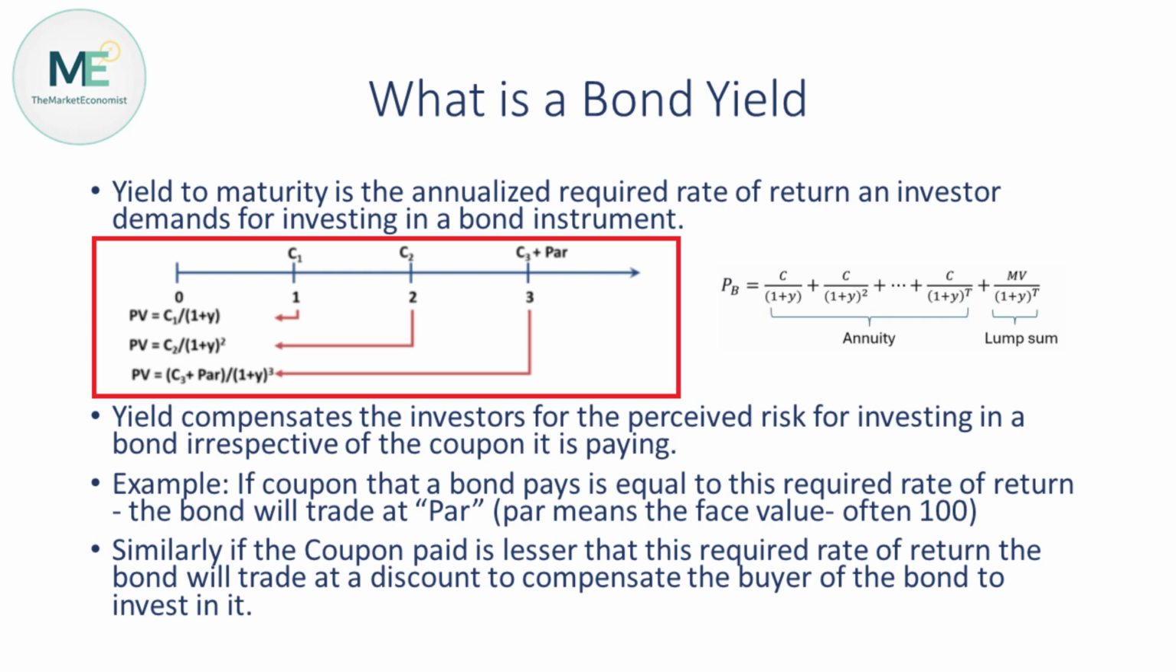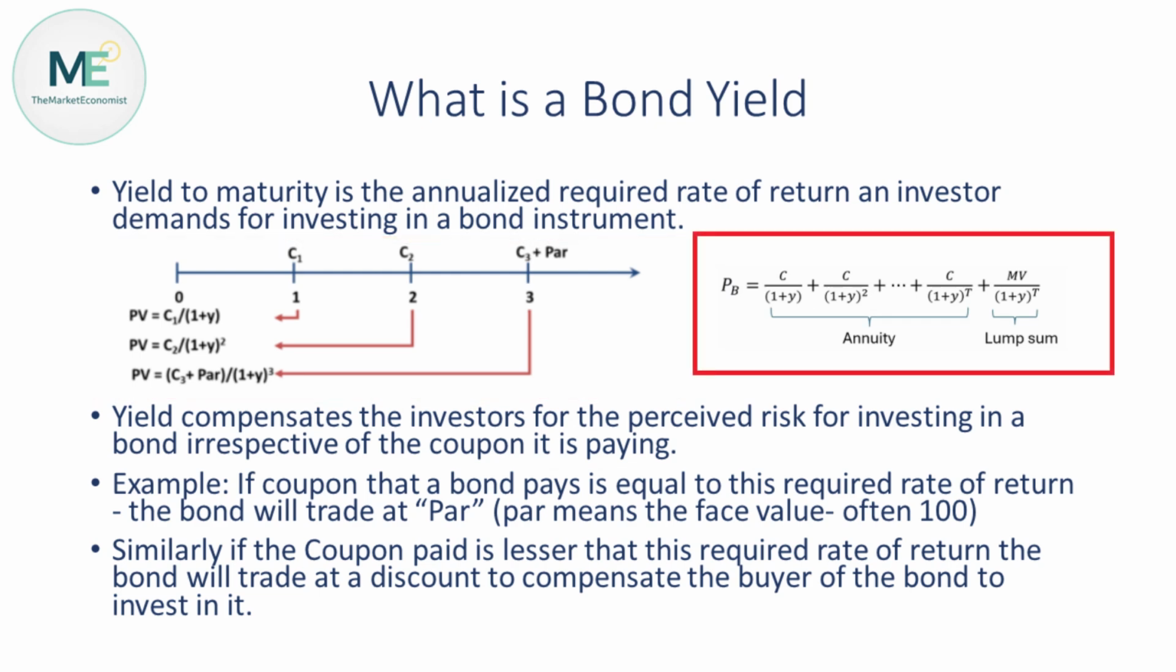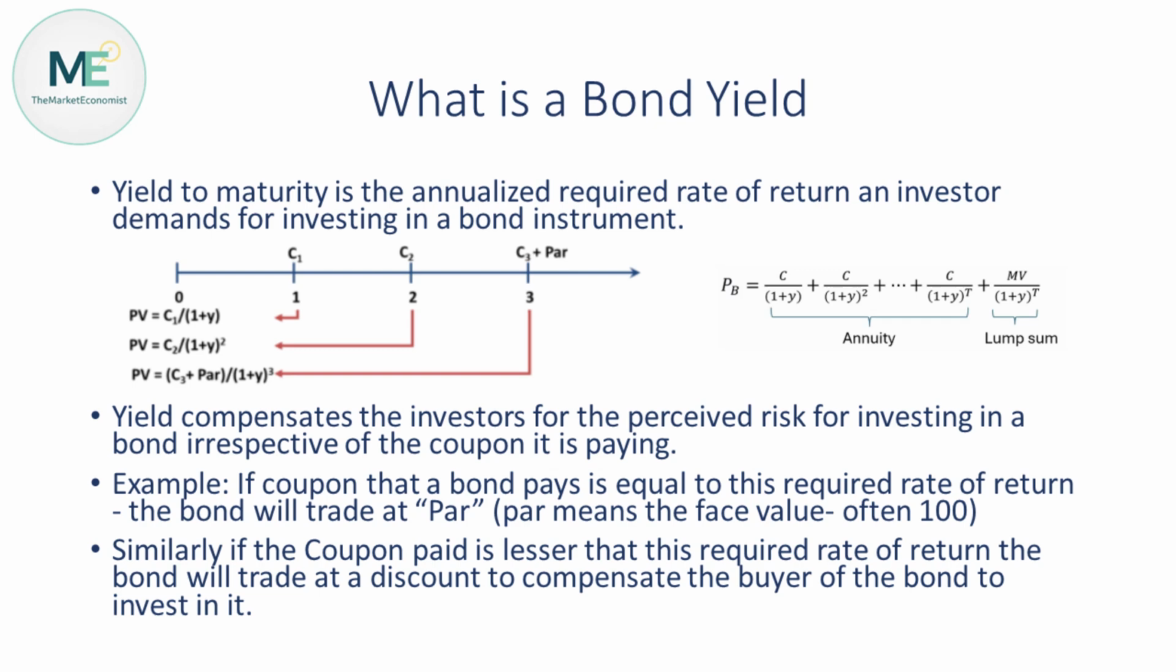On the right side you'll see P_B, the price of the bond, which is equal to the sum of all the future cash flows discounted at the yield y. So y is always equal to the required rate of return that the investor wants to invest in a bond. Yield compensates the investor for the perceived risk of investing in a bond irrespective of the coupon it is paying. For example, if the coupon the bond pays is equal to the required rate of return, the bond will trade at par, which means it will trade at a face value of 100.